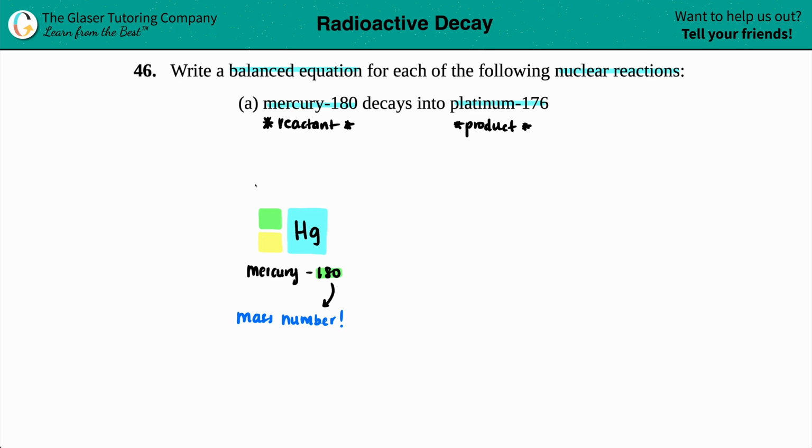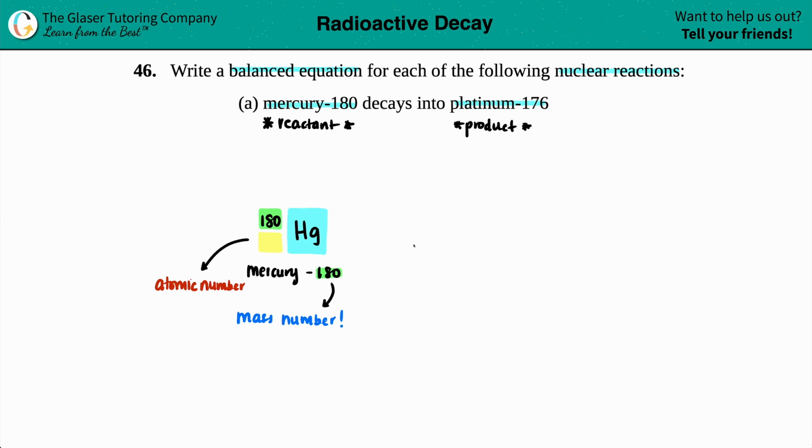They told us that we have a 180 on the top. But now what's the number that goes on the bottom? Well, that number is the atomic number. That number does not change for the elements. Each element has its own unique atomic number. They didn't tell us what it was. They just said mercury-180. So I have to go on the periodic table, get your periodic tables out, to find out what mercury's number is.